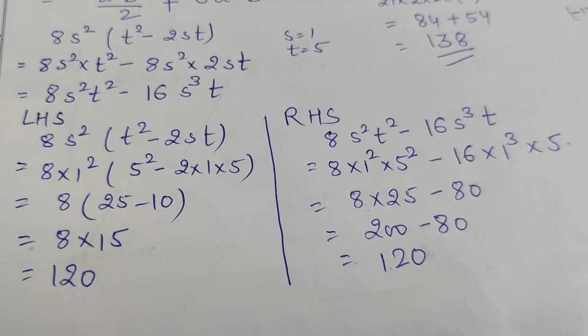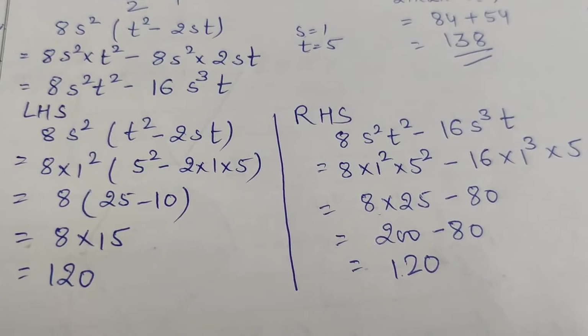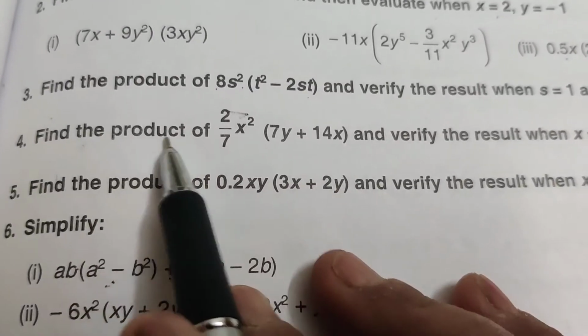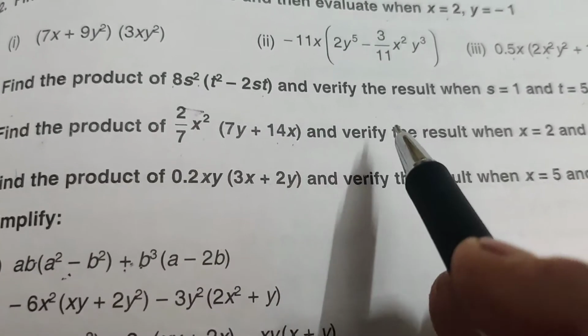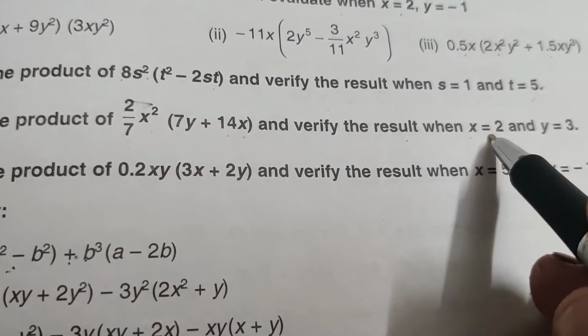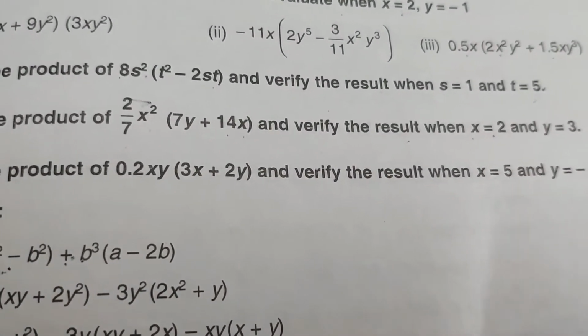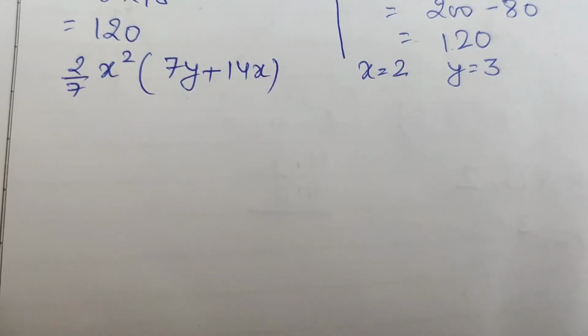Okay. Now question 4. Find the product of 2 by 7 x square, 7y plus 14x, and verify the result when x equal to 2 and y equal to 3. Product of 2 by 7 x square.